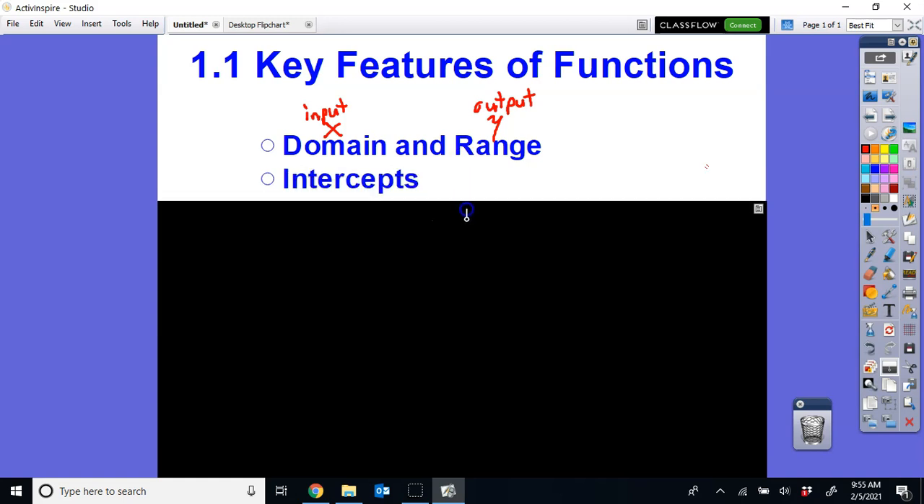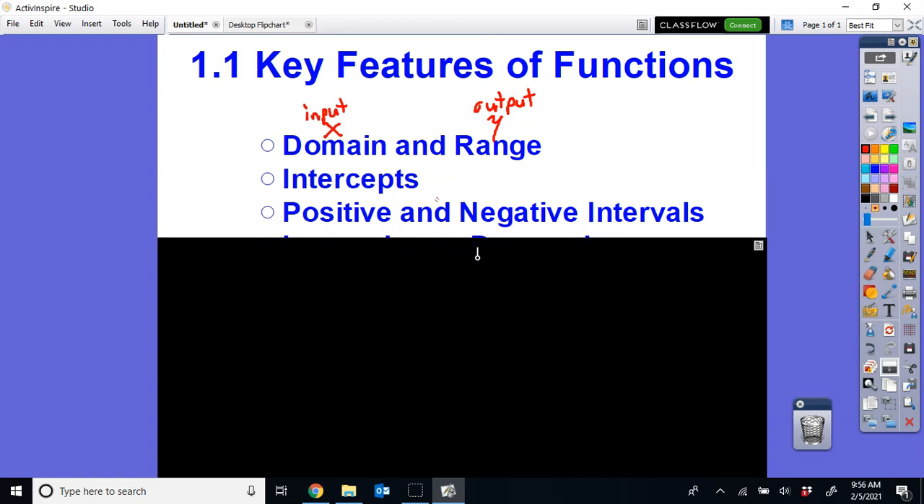We're also going to talk about intercepts. Now again, we've already kind of mentioned this with linear functions, but we're going to extend that concept to the fact that it can go beyond linear functions throughout the rest of this school year. We're going to talk about positive and negative intervals. Now, I will make a little note here as well on this. We are talking about where the outputs are positive or negative when we talk about positive and negative intervals of the function.